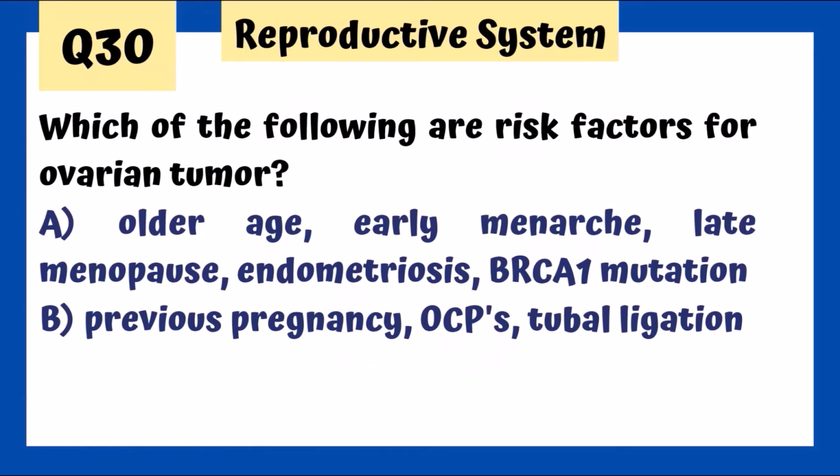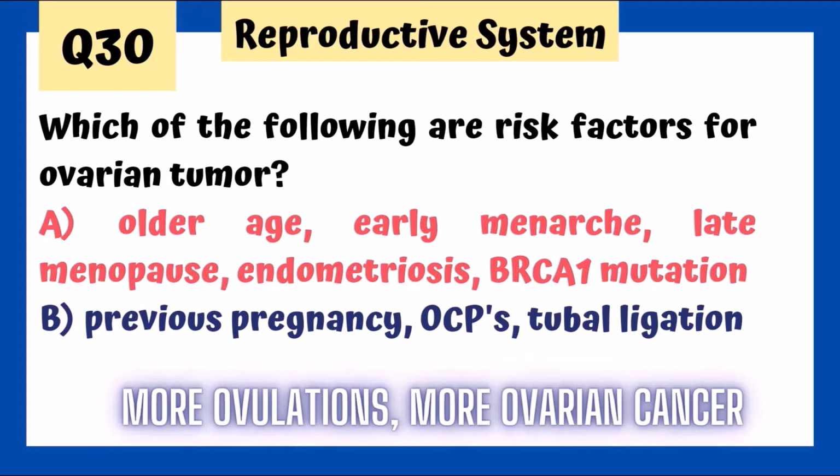Right, question 30. Which of the following are risk factors for ovarian tumor? So it's going to be older age, early menarche, late menopause, endometriosis, and BRCA1 mutation. A general rule to keep in mind: more ovulations, more ovarian cancer. Somehow the ovulations lead to ovarian cancer, somehow.